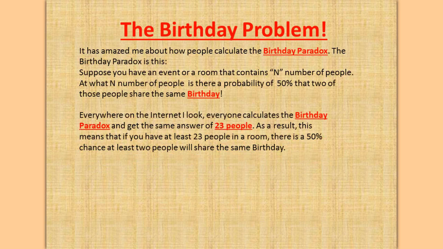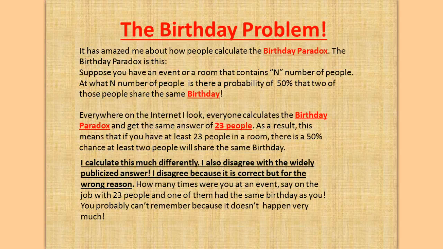Everywhere on the internet I look, everyone calculates the birthday paradox and gets the same answer of 23 people. This means that if you have at least 23 people in the room, there's a 50% chance at least two people will share the same birthday. That's what they say, everywhere I've looked. And that's not true. But let's continue on.